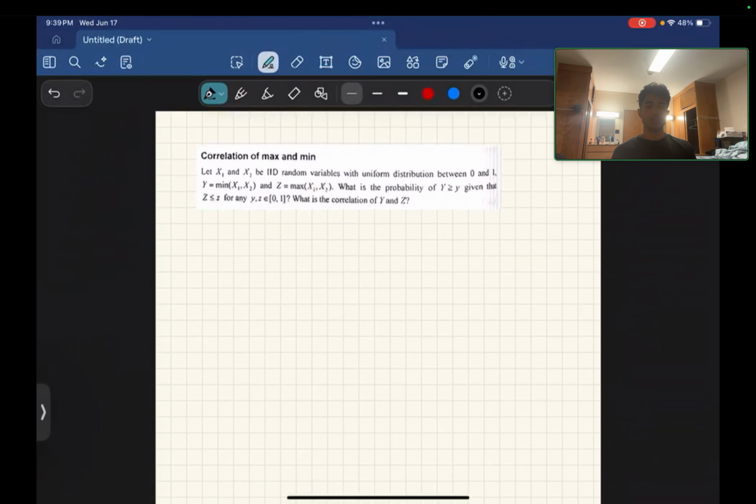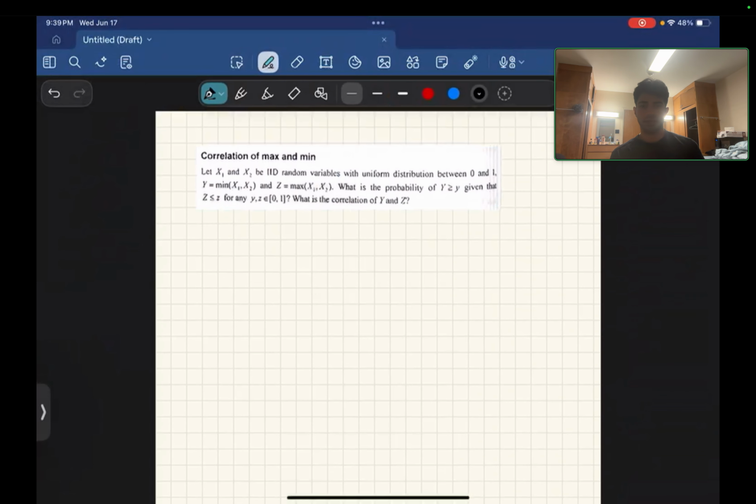This question is called correlation of max and min. It says let x1 and x2 be independent and identically distributed random variables with uniform distribution between 0 and 1. Y is the minimum of x1 and x2, and z is the maximum of x1 and x2.